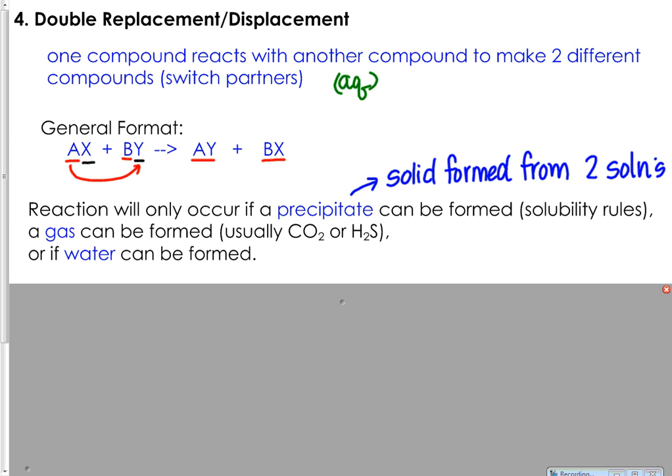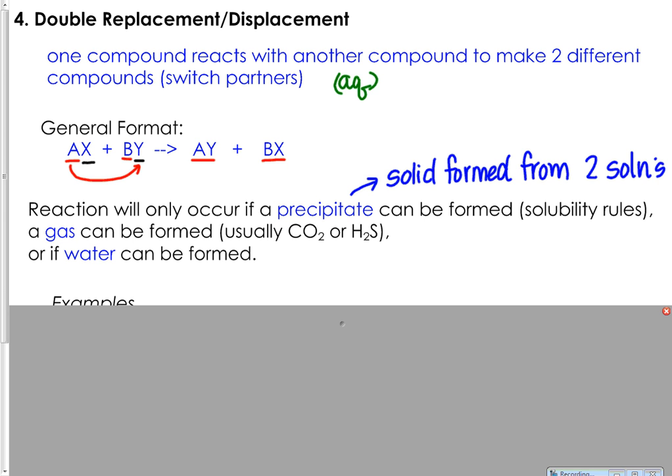And then the last one is if water can be formed. And remember, water is H2O, but in a compound, when you're looking for it, you're looking for H to pair up with OH. Because if H can pair up with OH, you're going to make water. So those are what we call the driving forces, the reasons the reaction would occur. If none of these three things can occur, the reaction overall will not happen.